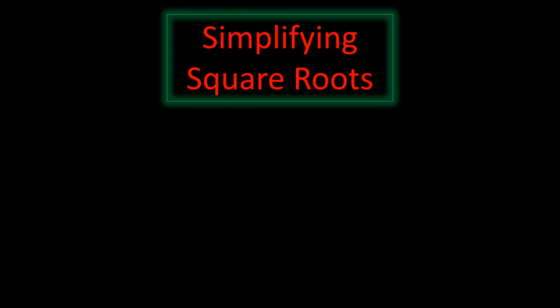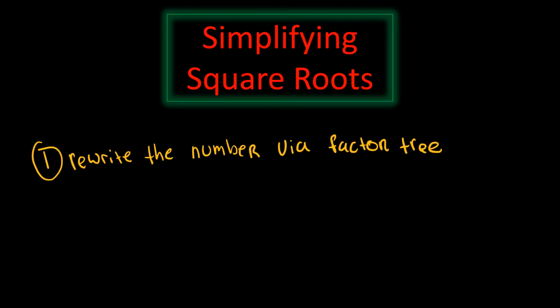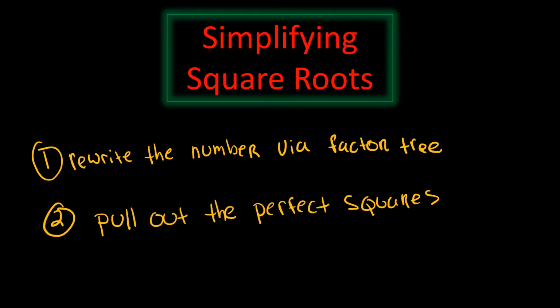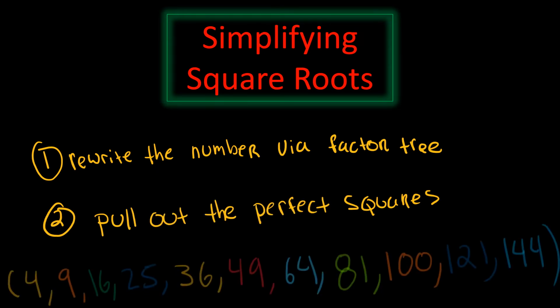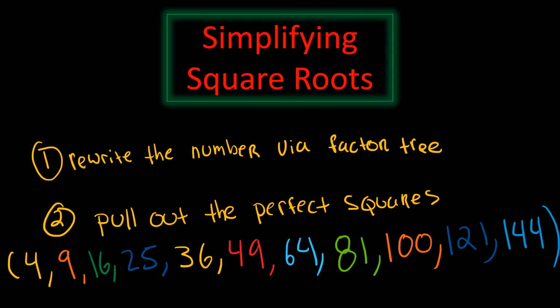Today I want to talk about simplifying square roots. The first thing we want to do is rewrite the number via factor tree. The second thing we're going to do is pull out the perfect squares. And so the perfect squares are 4, 9, 16, 25, 36, 49, etc.